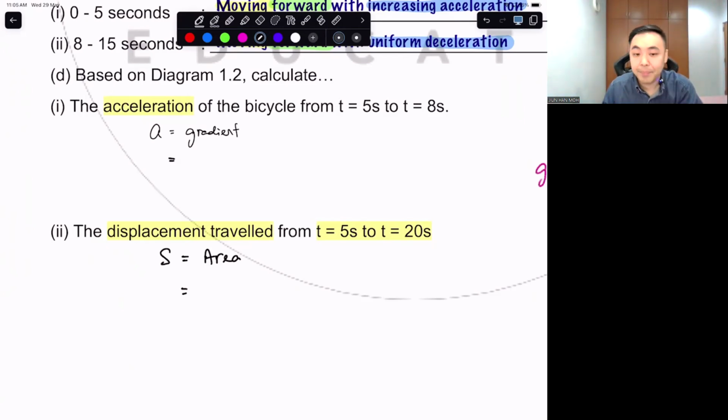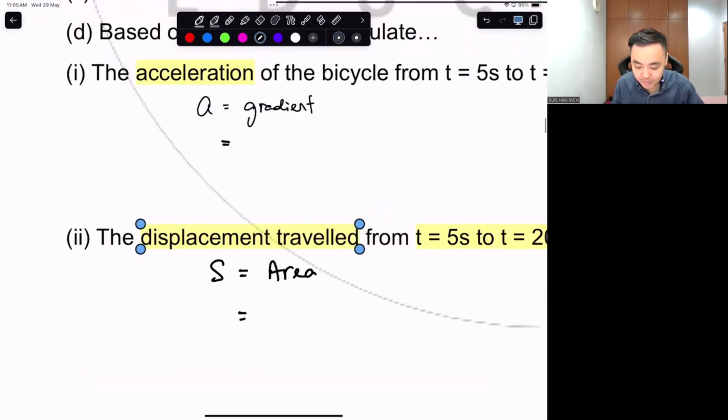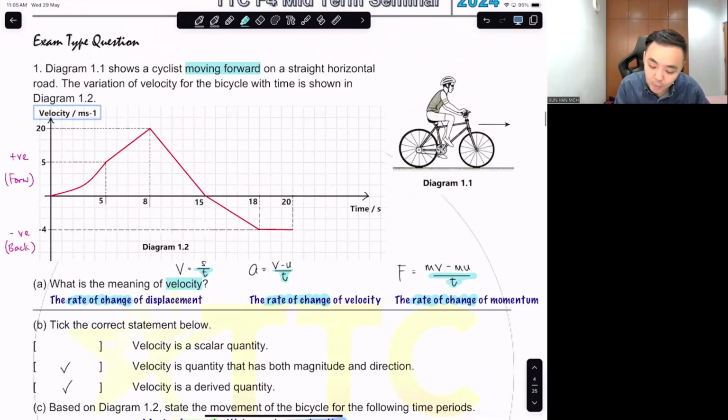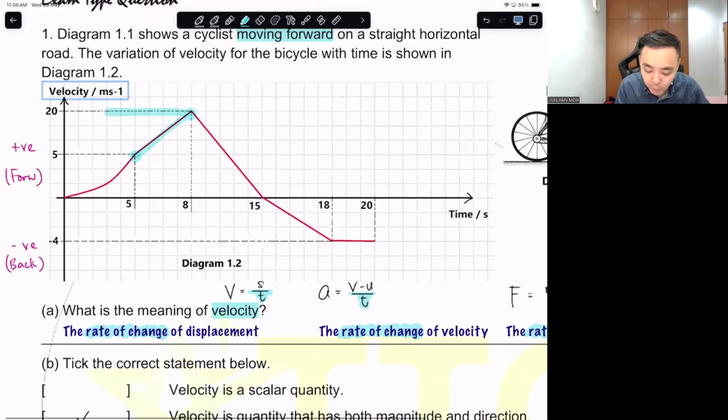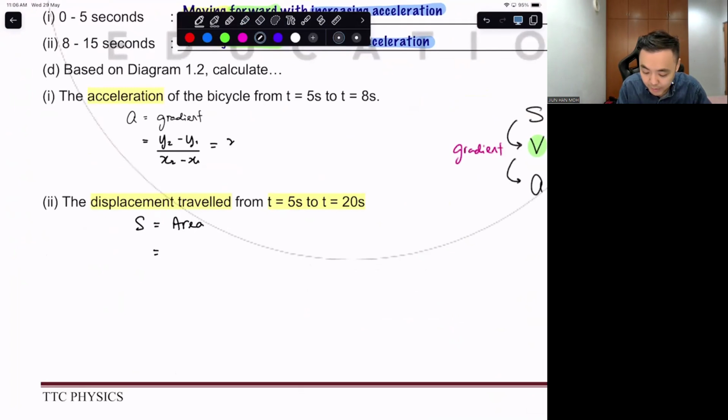Right, now look. For the gradient part, you know how you calculate gradient, right? y2 minus y1 over x2 minus x1. So y2 minus y1 means what? It's over here. This part, 5 to 8 seconds only. So y2 will be 20, y1 is 5, x2 and x1 are 8 and 5. So the calculation is 20 minus 5 divided by 8 minus 5, right? And how much do you get?